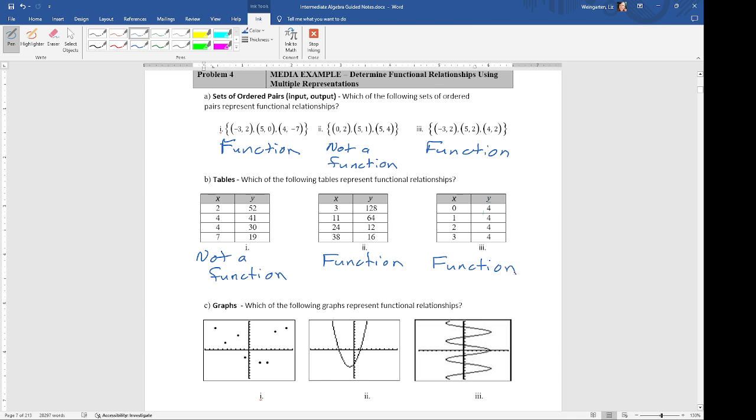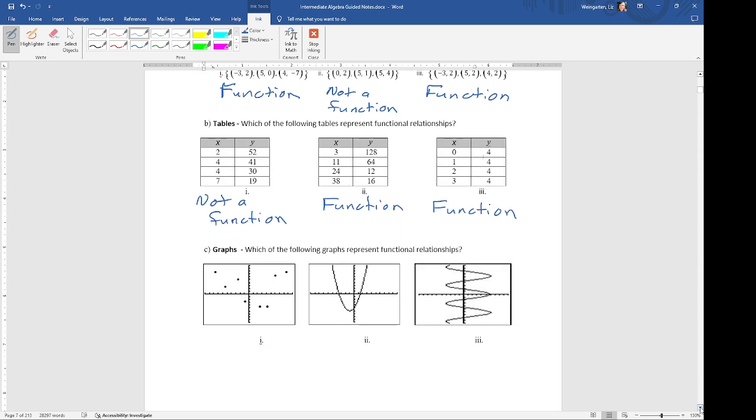In this last example, we're going to learn something a bit new. This is called the vertical line test. The vertical line test states that if you draw a vertical line going up and down anywhere in the graph, it only touches the graph at most one time. So no matter where we draw a line straight up and down in this, we do not touch more than one point. Therefore, this is a function.